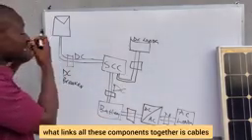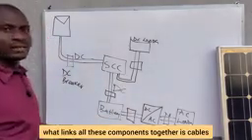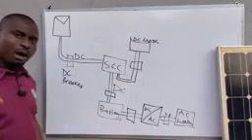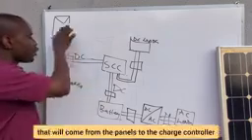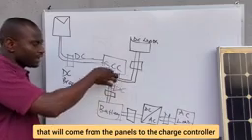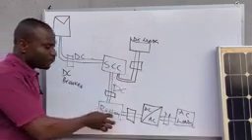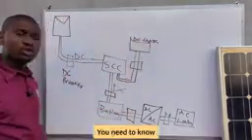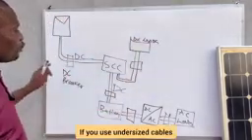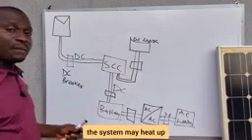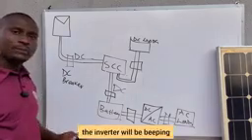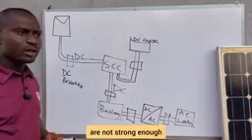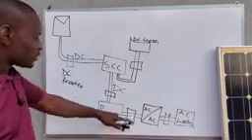Now, what links all these components together is cables. You also need to know how to properly size the cables that will come from the panels to the charge controller, from the charge controller to the battery, from the battery down to the inverter, and also from the charge controller to your loads. If you use undersized cables, the system may heat up, and before you know it, the inverter will be beeping. It will be tripping off because those cables are not strong enough to sustain the inverter.